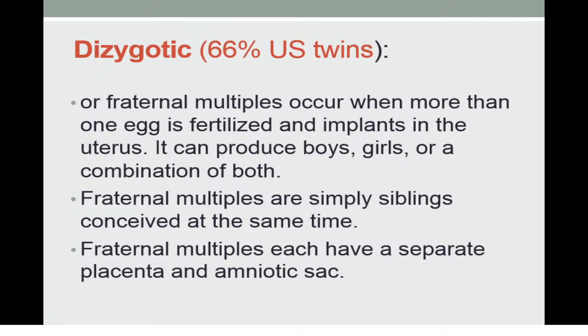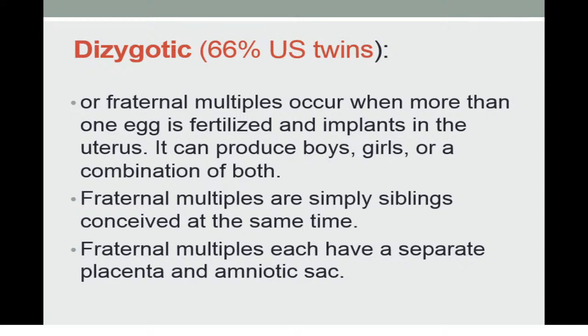We will come back again to twin-to-twin transfusion syndrome treatment, but now let me continue classification and types. Dizygotic, 66% of twins. Dizygotic or fraternal multiples occur when more than one egg is fertilized and implants in the uterus. It can produce boys, girls, or a combination of both. Fraternal multiples are simply siblings conceived at the same time.